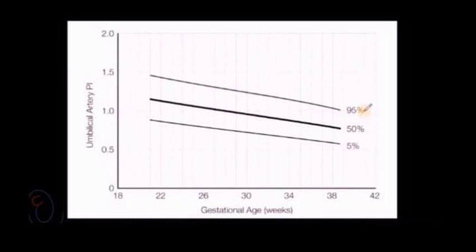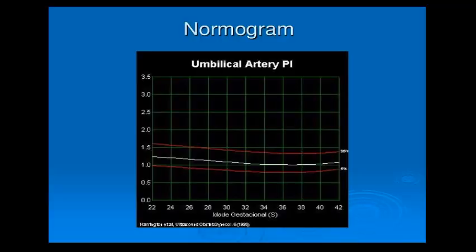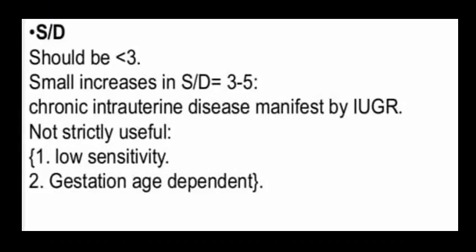An abnormally high, that is above 95th percentile, PI value in the umbilical artery indicates impaired fetal outcome, whereas the impact of an abnormally low, that is below 5th percentile, PI in the second trimester is unknown. This is a nomogram for umbilical artery PI values. We can use this for our reference values. SD ratio should be less than 3 in the third trimester, but this is not strictly useful because of its low sensitivity and gestational age dependence.